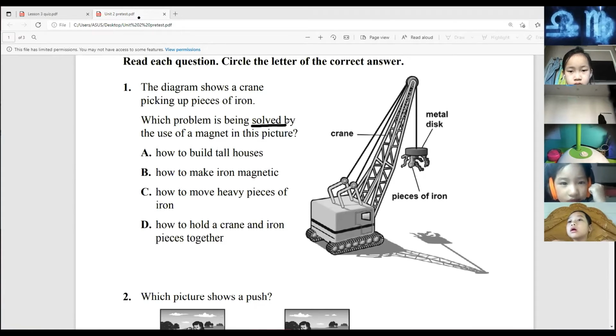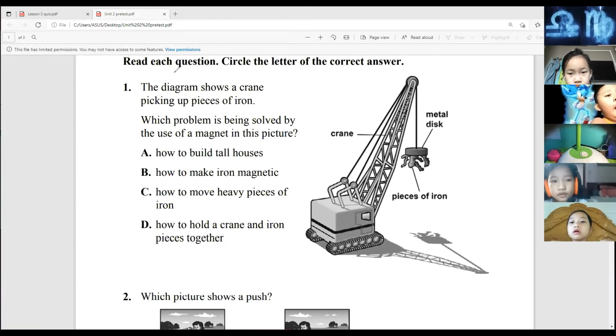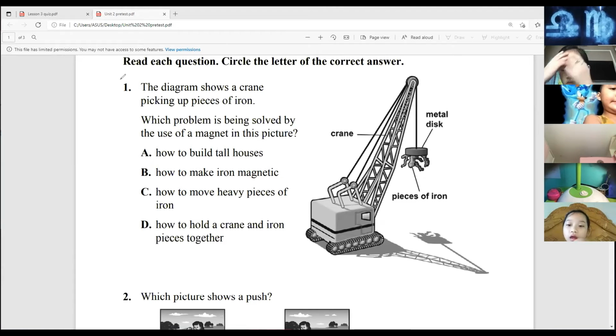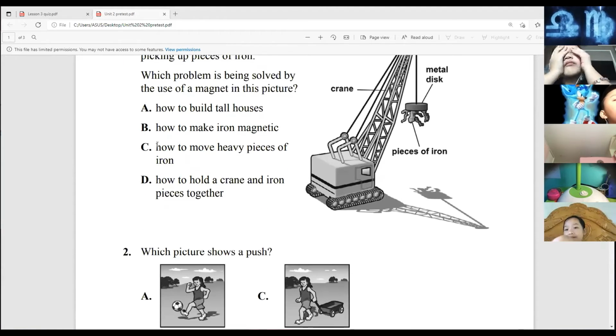Solved. Solved. Very good. Yep, solved. Okay, so what is being solved in the picture?